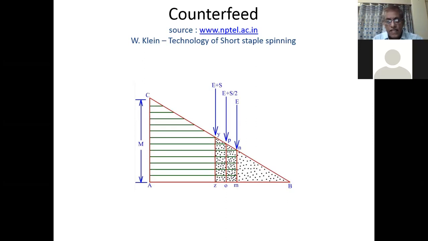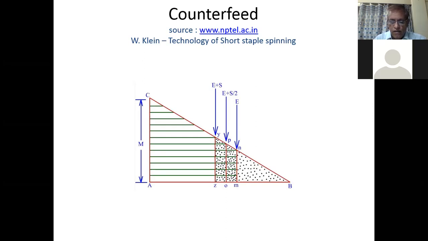We are seeing in this diagram that the central area is common to both the areas, the horizontal lines and the dotted portion. This area represents ZMNY, in which we are not sure whether the fiber will go to sliver or noil. It will depend upon the orientation of the fiber. It may go to noil, it may go to sliver depending upon its orientation in the lap sheet.